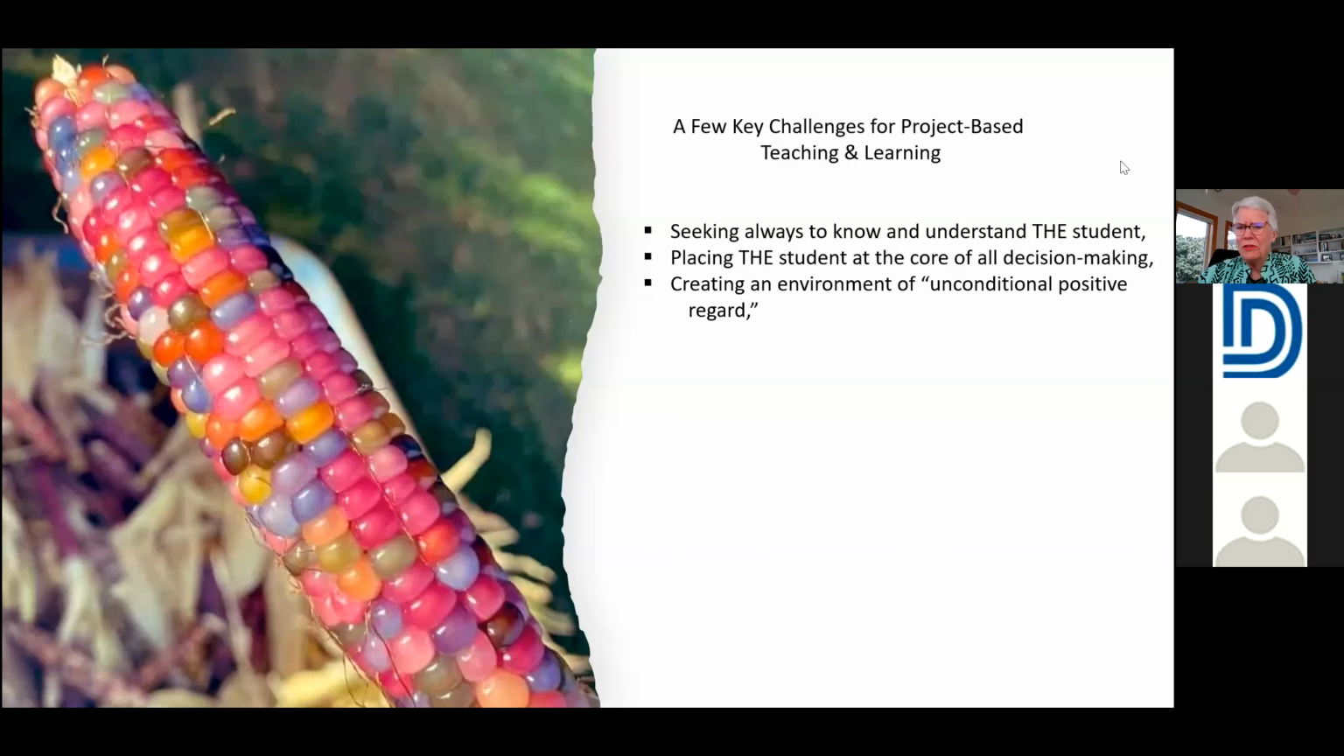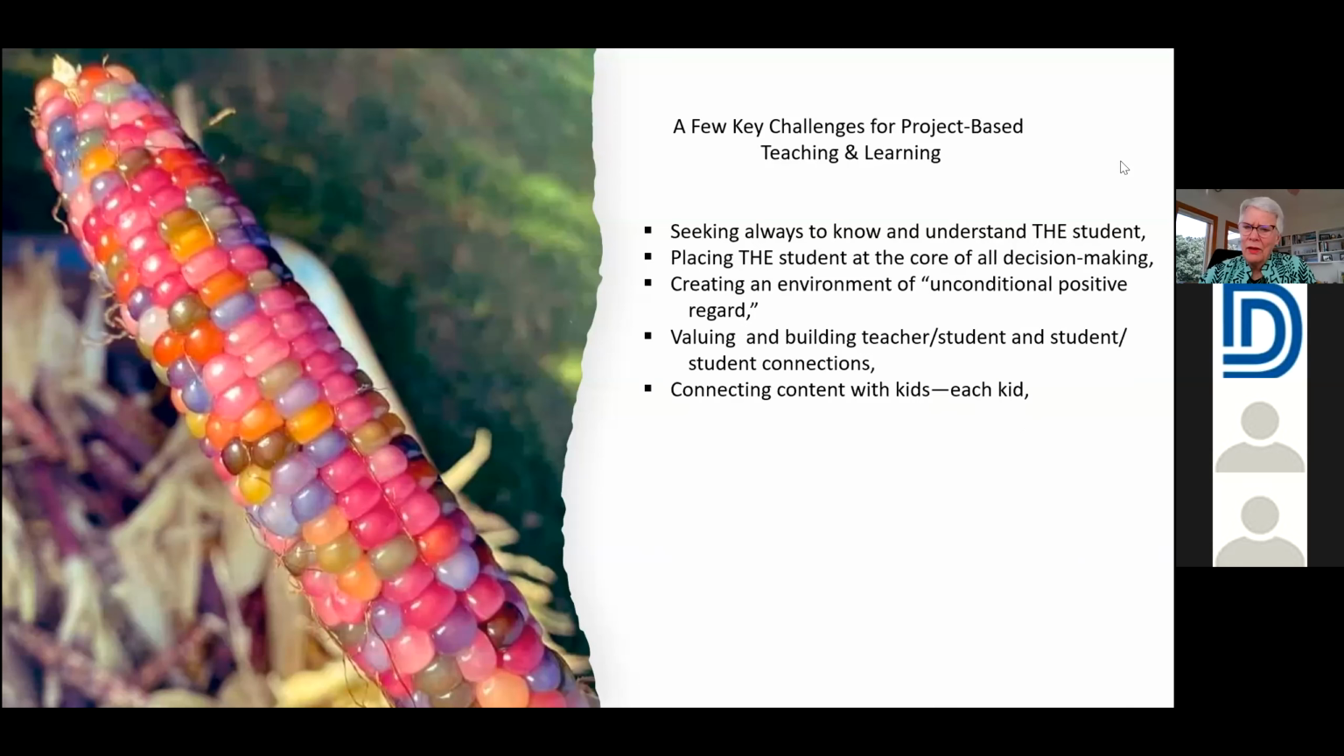So a few challenges: seeking ways always to know the student better, placing the student at the core of all of our decisions, creating an environment of unconditional positive regard. We accept one another with optimism and willingness to pull together. You don't have to be something different or something certain to get our approval. Building teams of students, student-student, teacher-student connections. Connecting content with kids, which is a subtitle Jay and I use for a book, but with each kid, not just with the students, but with the student. Following students' growth trajectories, academic, affective, and social, and then using what we learn to make our next instructional cycle better.